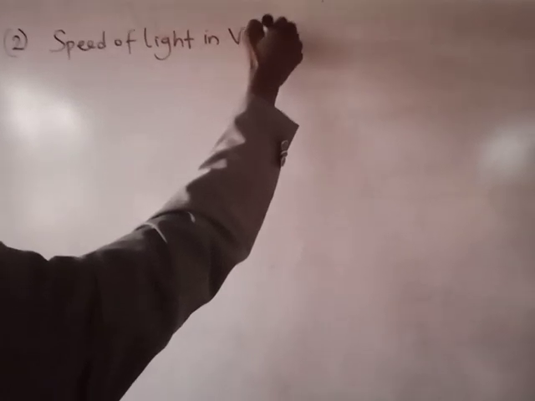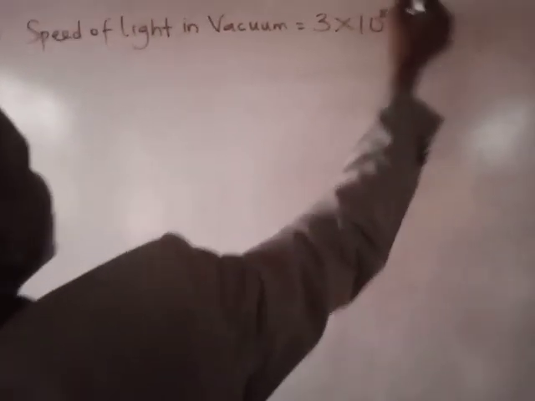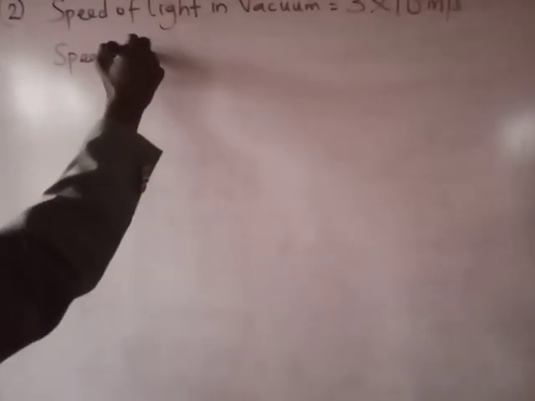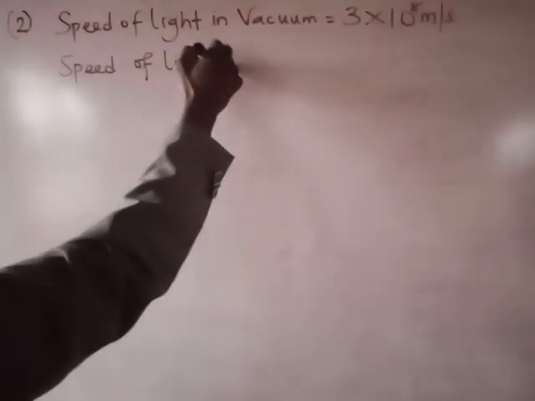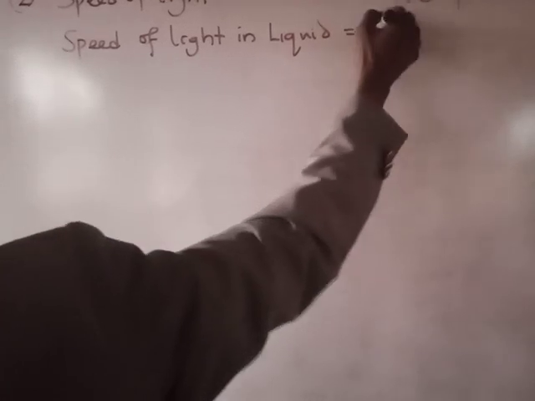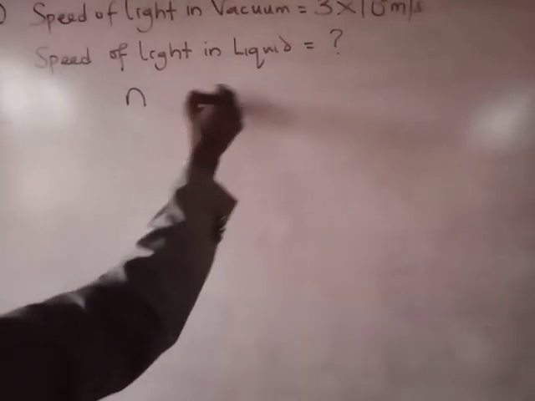The speed of light in a vacuum, we have been given the speed of light. So speed of light in vacuum, we have that to be what? 3 times 10 raised to power 8 meters per second. Then the speed of light in liquid is what we want to get. We don't know it. Then we are given a refractive index, n, to be 4 over 3.